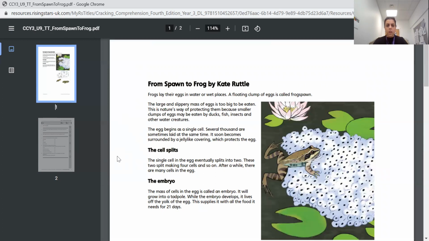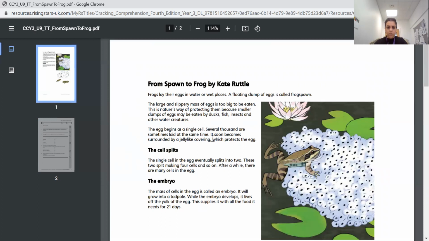Okay. If you wrote frog spawn as your answer, fantastic. You can give yourself a tick. The reason it's not cells is because cells are only mentioned in this section here. They're not mentioned in this section or this section. You want a subheading that is about all of that information. If you put cells, it's only about those 3 lines.